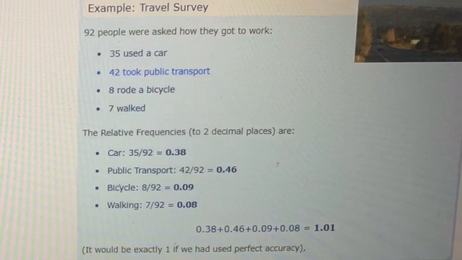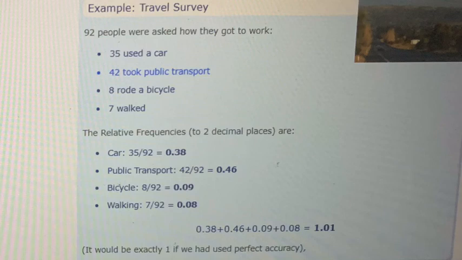Let's look at this example. 92 people were asked how they got to work. Well, 35 of them used a car, 42 took public transportation, 8 rode a bicycle, and 7 walked. To find each relative frequency, we need to divide the part by the whole. Car, 35 divided by 92 is 0.38. Public transportation, 42 divided by 92 is 0.46. Bicycle, 8 divided by 92 is 0.09, and walking is 7 divided by 92, which is 0.08. We rounded each one of those to the nearest hundredth.